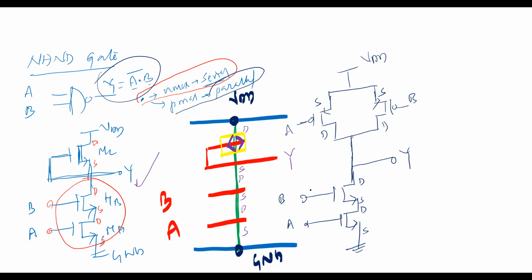How many transistors are there? 4. How many PMOS and how many NMOS? 2 each. The PMOS is connected in parallel and the NMOS in series, as you know the rules. Whenever you have a logic equation, a Boolean expression, dot means series for the NMOS, so parallel for the PMOS. Now can we go for the stick diagram?